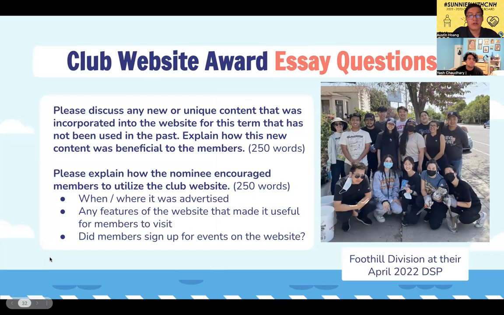And so there are 4 different essay questions that are part of the club website award. Again, for each prompt, you have up to 250 words, but do not worry about writing close to that. The 250 words are meant to be more than enough. So the first question is just explaining anything new or unique that you implemented into your club's website that was not used before. Really, this question is quite self-explanatory, so I really can't provide much pointers.